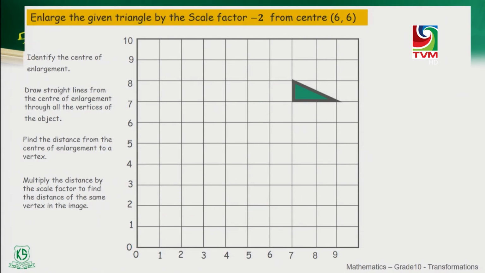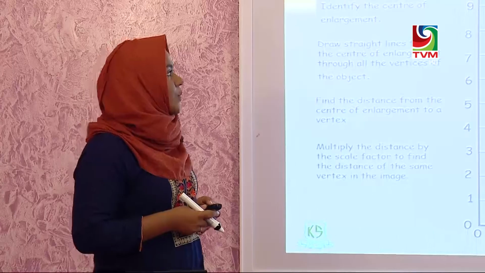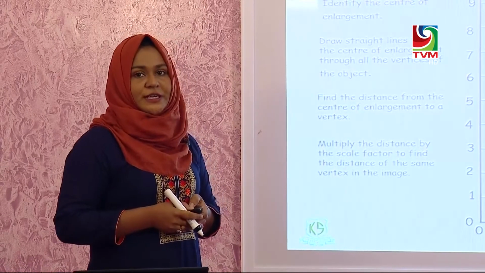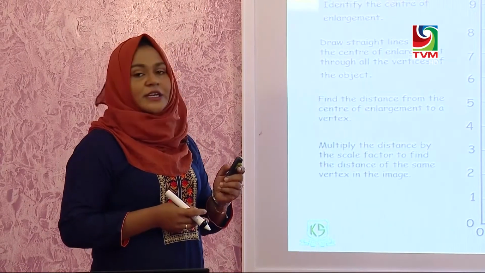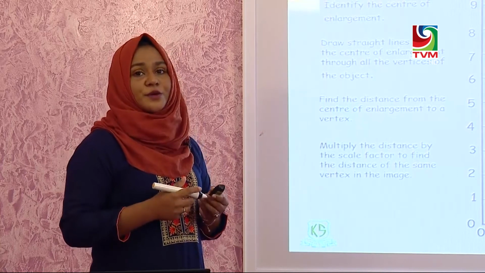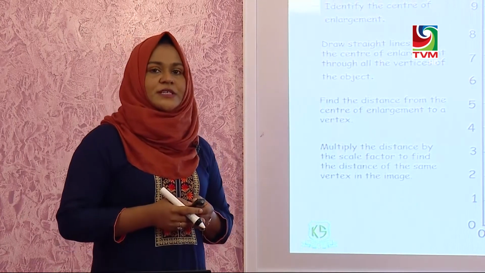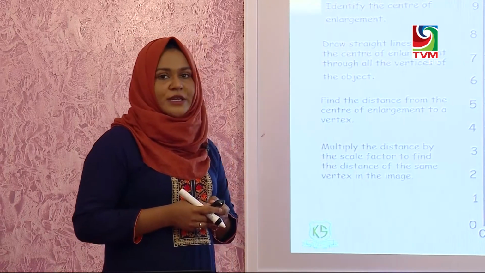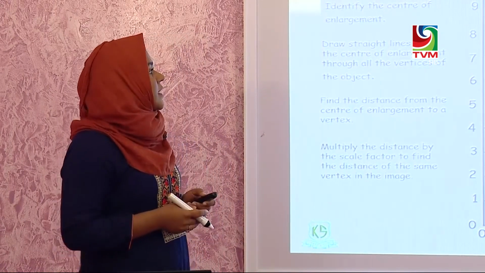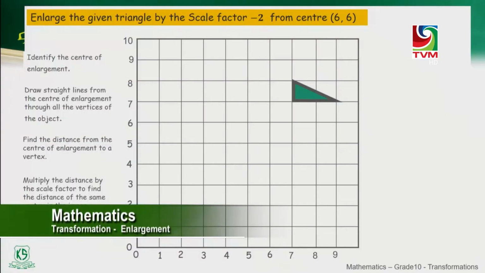Now here is a question where you have a negative scale factor. As we have discussed earlier, negative scale factor means the image will be on the opposite side of the center of enlargement. Scale factor -2 means your image has to be twice bigger, but it will be on the opposite side of the center of enlargement and your image will be upside down. Okay, so again follow the same steps.